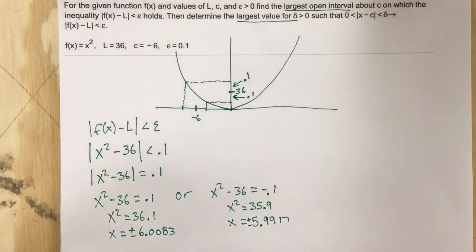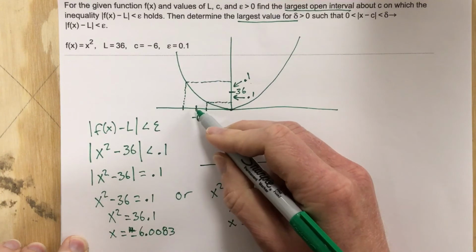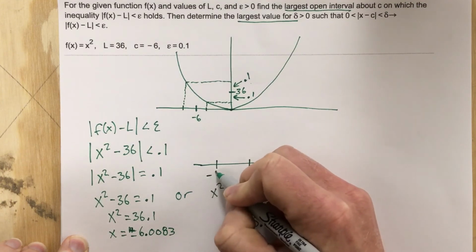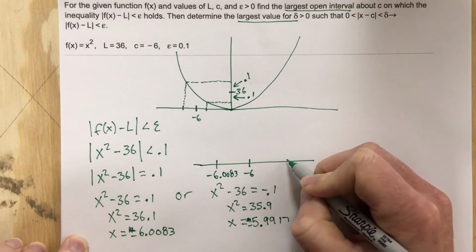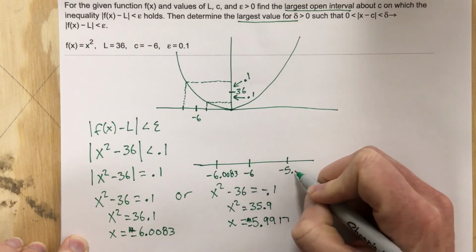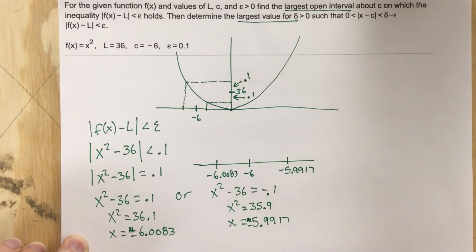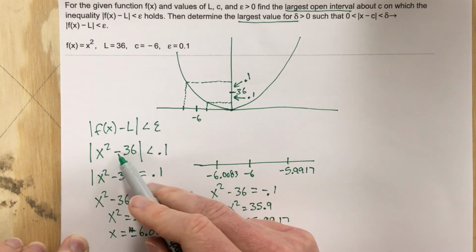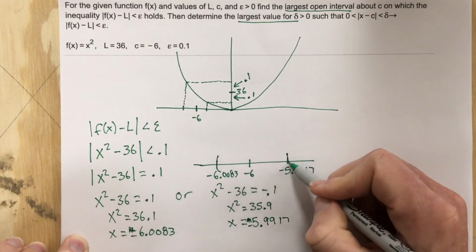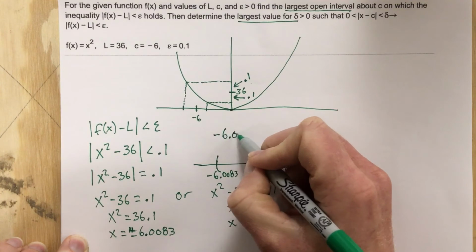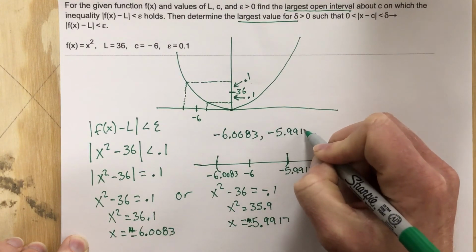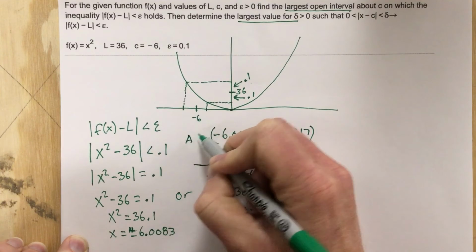Now, because we're talking about negative 6, the versions of these that we need to use are the negative versions. So we're going to ignore the positive versions. And we're just going to say that our interval is going to look at, because we're surrounding C, right, which is negative 6. Negative 6 is in the middle. We're going to have negative 6.0083 here. And on this side, we'll have negative 5.9917. If we plug in negative 6, we get negative 6 squared, which is 36. Minus 36 is 0. 0 less than 0.1, yes. So our solutions run from here to here. So our open interval is negative 6.0083 to negative 5.9917. That's part A.